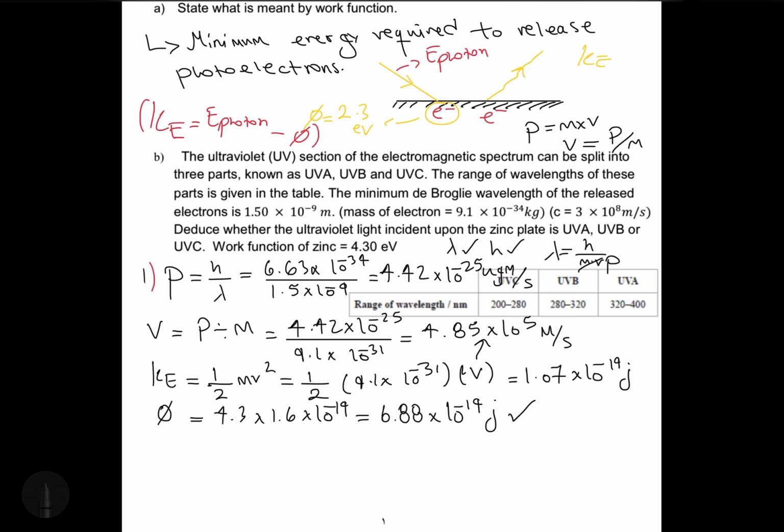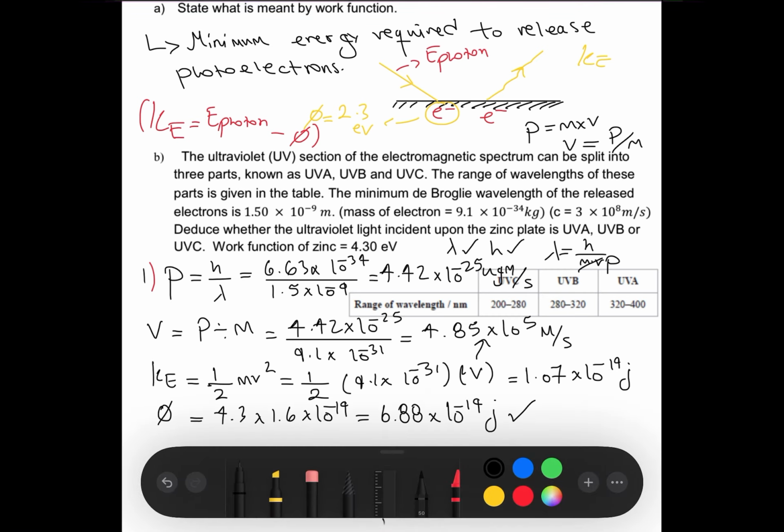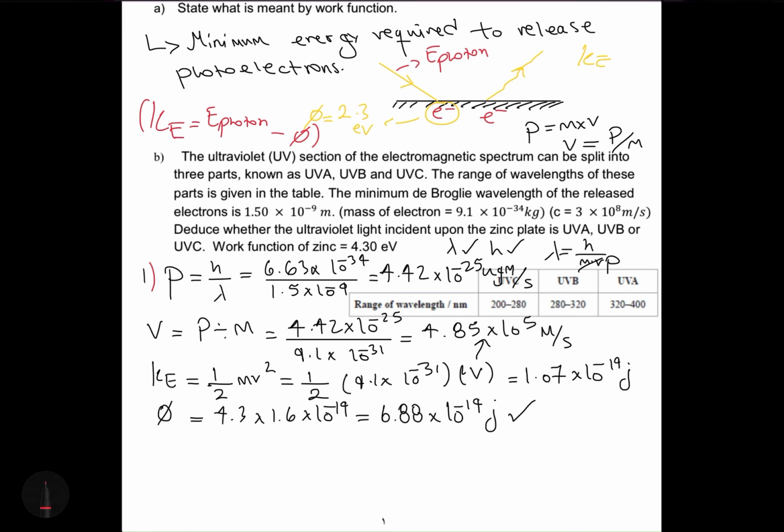All right, now let's wait for a second. We found the momentum, we found the kinetic energy, and we have the work function in joules. So what's next? The next thing we can do is use the equation that we just learned in the question before. Kinetic energy of a particle is equal to the energy of the photon minus phi. Let's think about this for a second. We're trying to find out the energy of the photon in an effort to find the wavelength of the photon, so we can deduce whether it's ultraviolet C, ultraviolet B, or UVA.